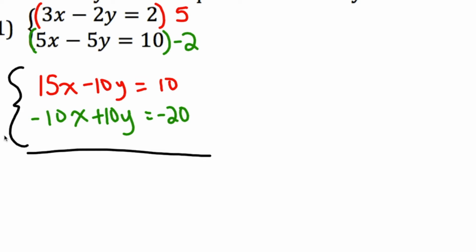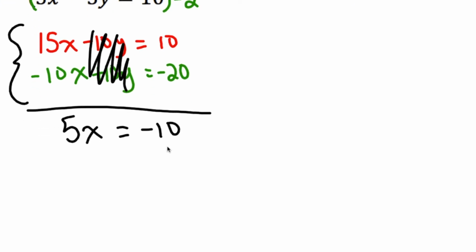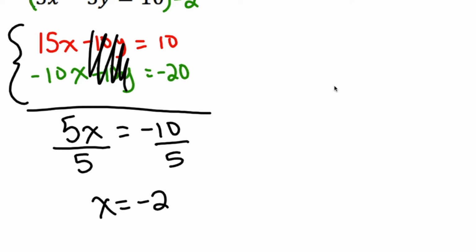15 plus negative 10, same thing as 15 minus 10, gives me 5x. Negative 10y plus 10y is 0. Those are gone. 10 plus a negative 20, like I said, same thing as 10 minus 20, is negative 10. Last step, divide by the number in front of the x to get x by itself, and I'm left with x equals negative 2. Just like all these other problems, we are not yet finished.